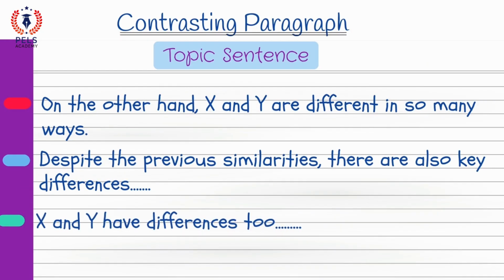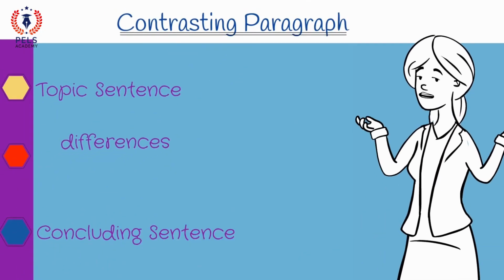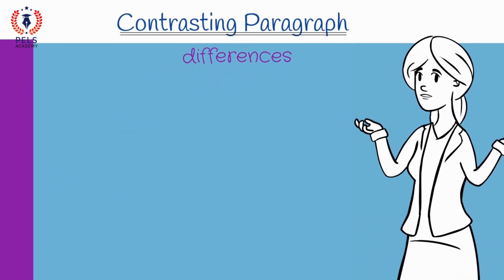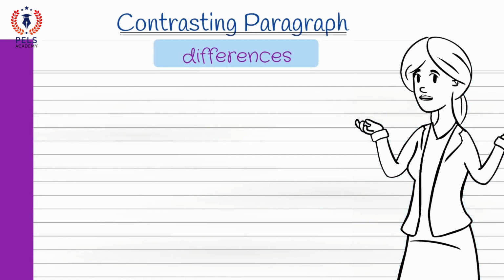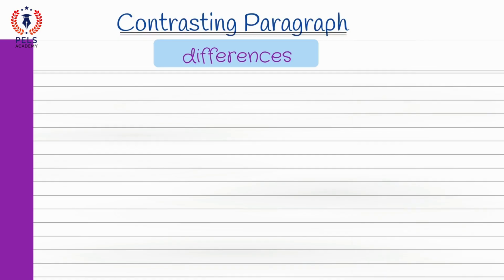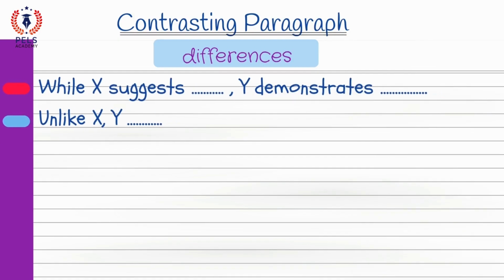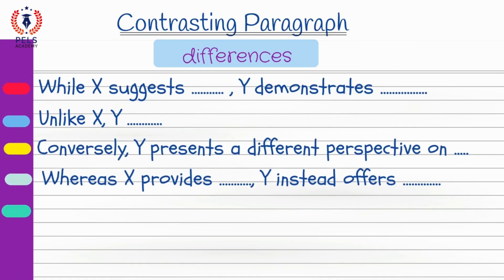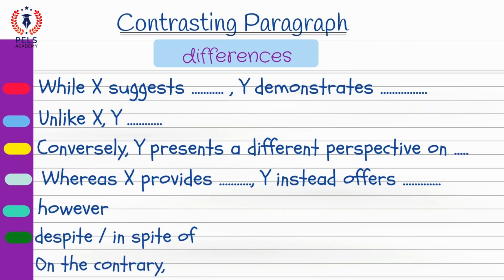These phrases signal to readers that you're about to discuss a contrast or difference, and they help to create a smooth transition between ideas. And here are some transition words and phrases that you can use in your contrasting paragraph to indicate differences. By using these words and phrases, you can clearly indicate that you are moving from one thought or point to another and highlight the contrast between the two.